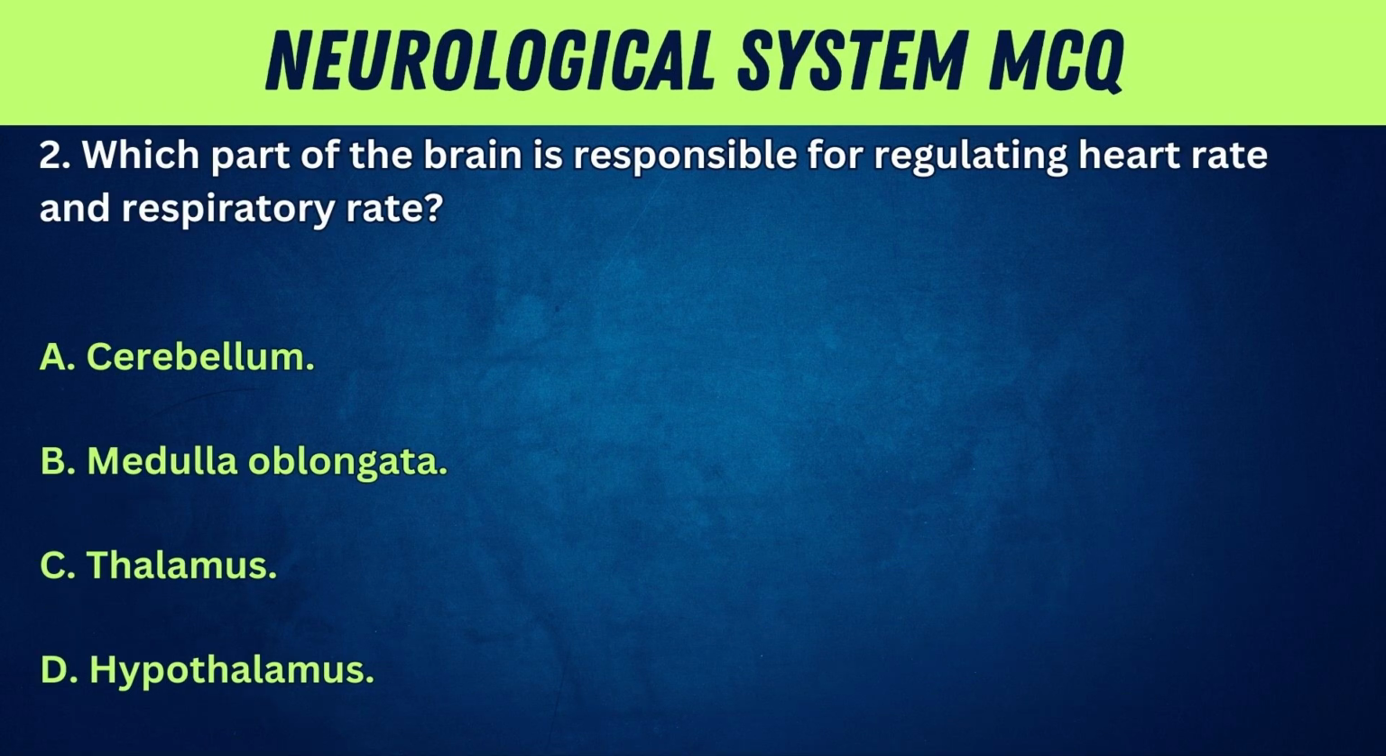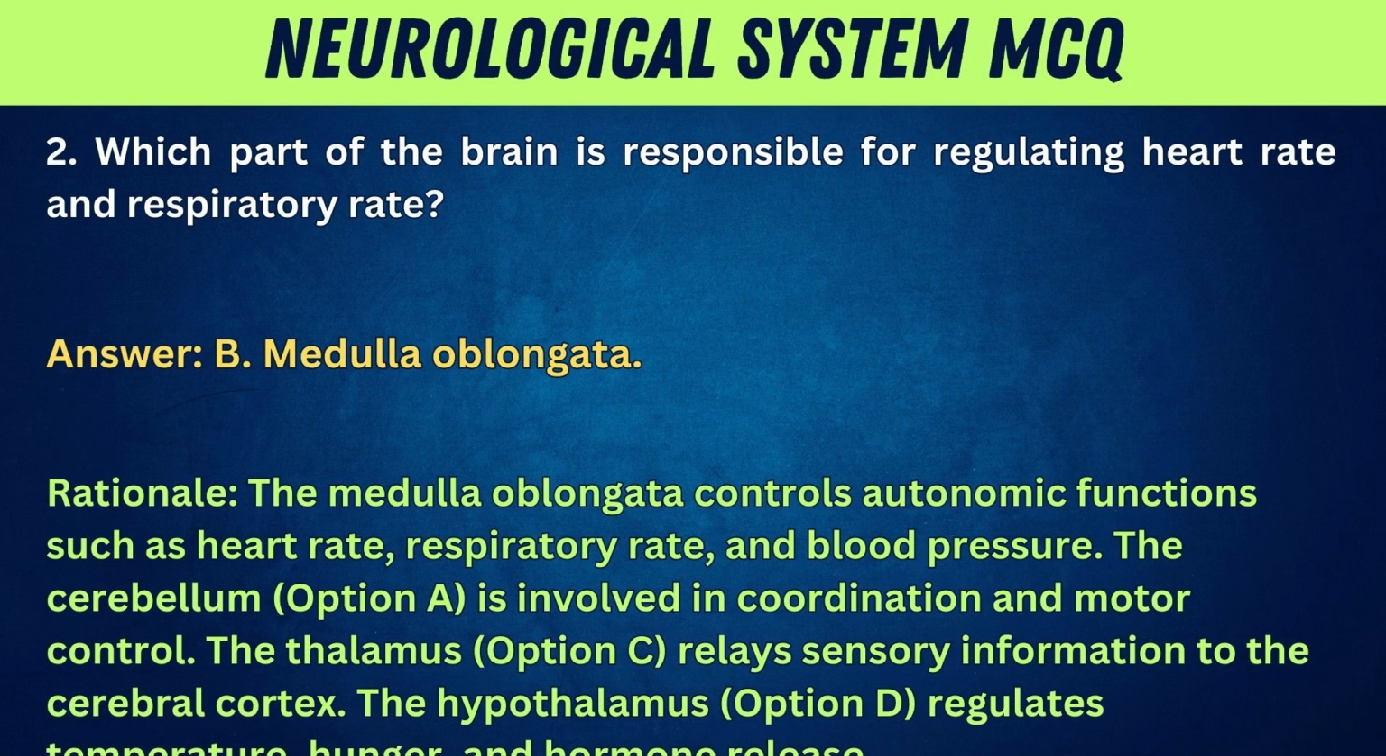2. Which part of the brain is responsible for regulating heart rate and respiratory rate? A. Cerebellum. B. Medulla oblongata. C. Thalamus. D. Hypothalamus. Answer: B. Medulla oblongata. Rationale: The medulla oblongata controls autonomic functions such as heart rate, respiratory rate, and blood pressure.